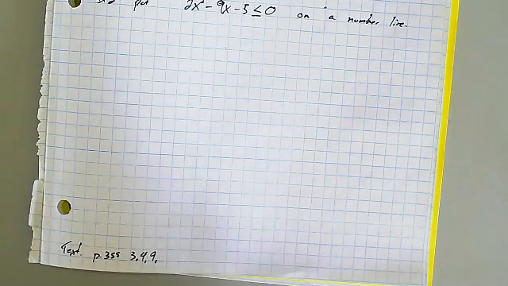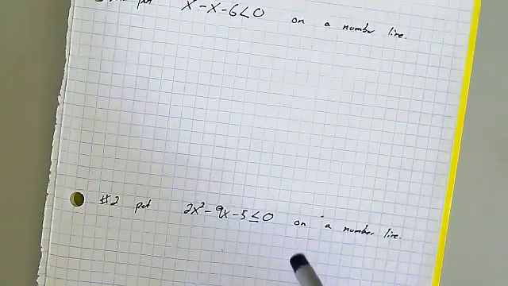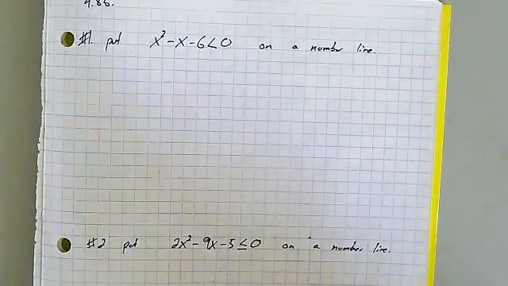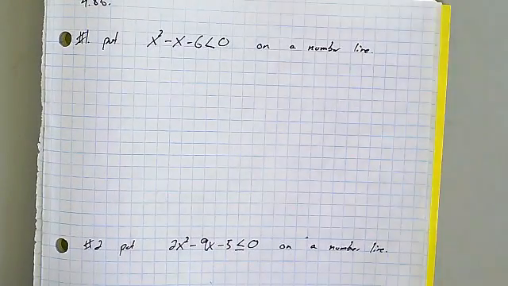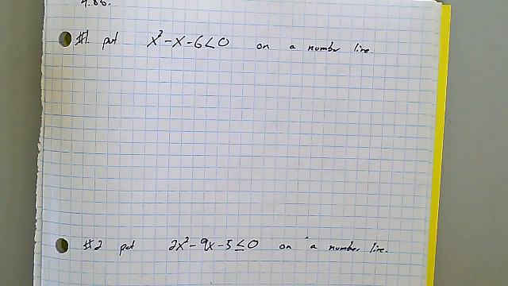The last thing is your text, page 355, questions 3, 4, and 9 would be what I would normally assign. Only do this if you're in Pre-Cal 11 wanting to go into Pre-Cal 12, or if you need extra work. The only two things that we marked will be these two questions.